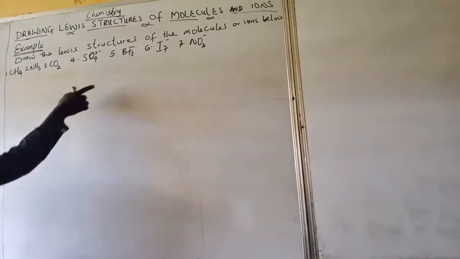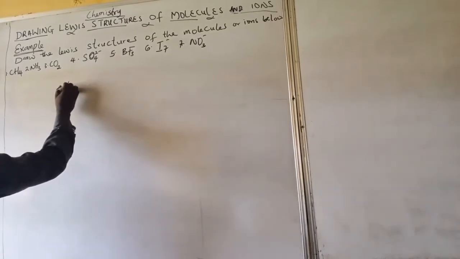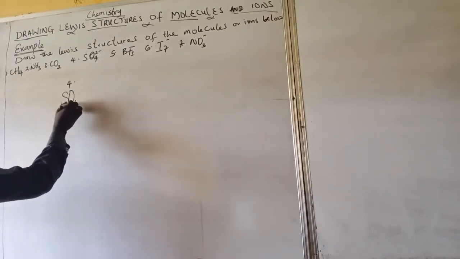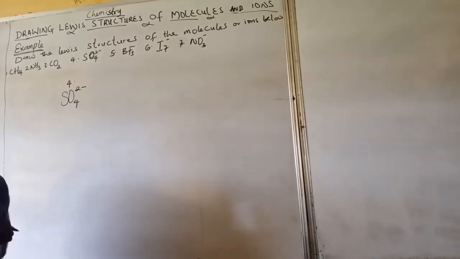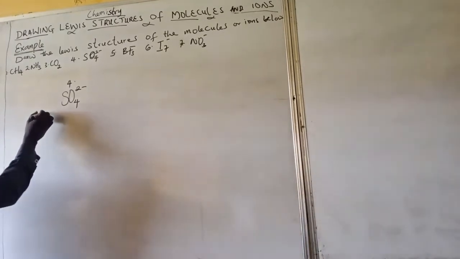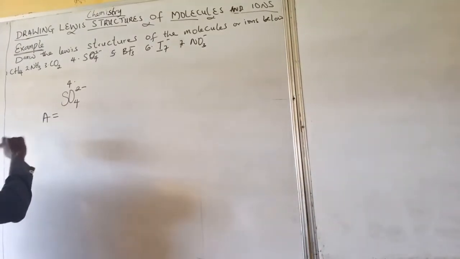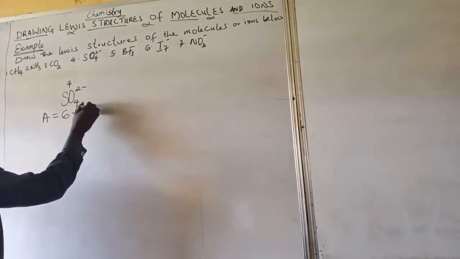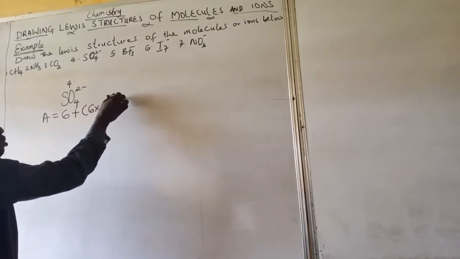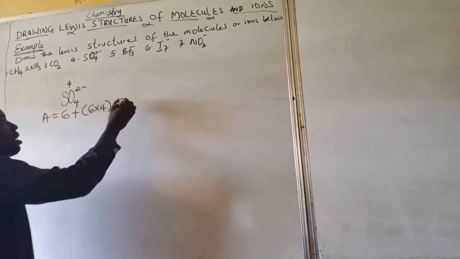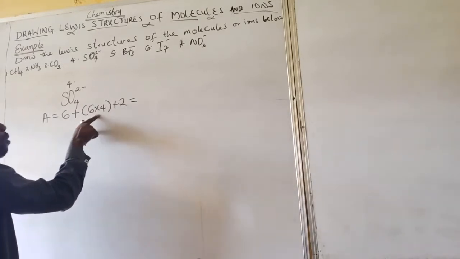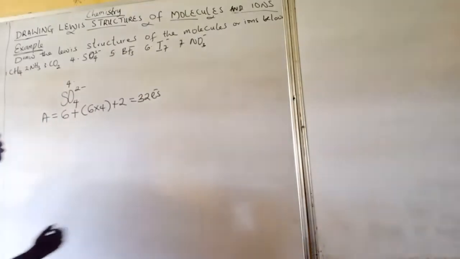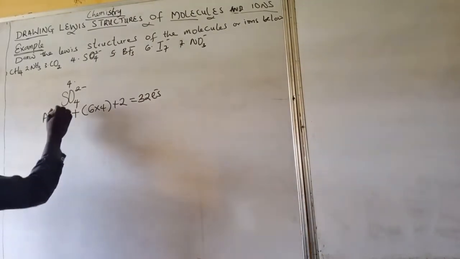So we move to the next example, which is example 4. In this case, follow me. We're having SO4 2 minus. Now, magic number again: sulfur is 6 plus oxygen also 6 times 4, plus 2, which I've told you is negative, so that is gaining. So everything becomes 6 plus 24 plus 2, which is 32 electrons. Now, the central element here will be sulfur.